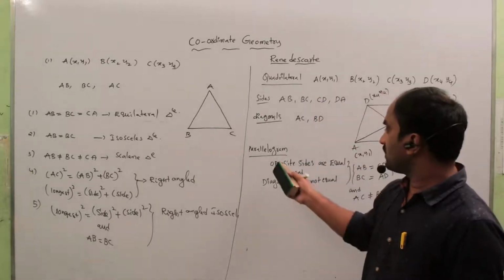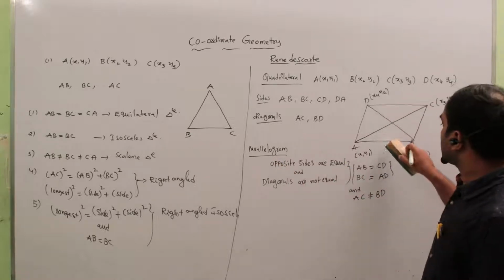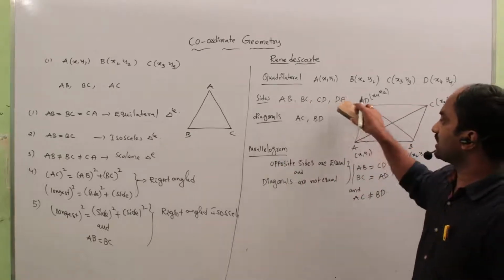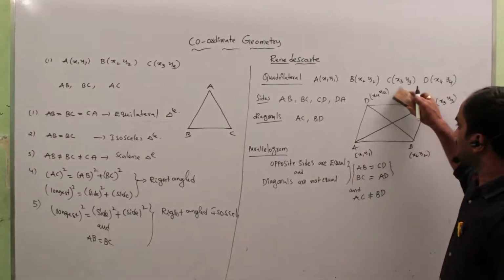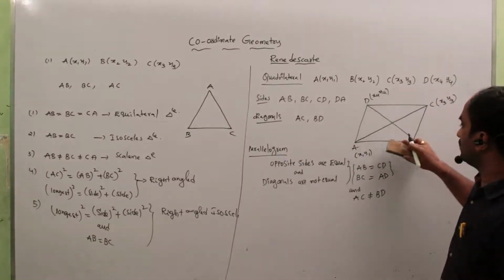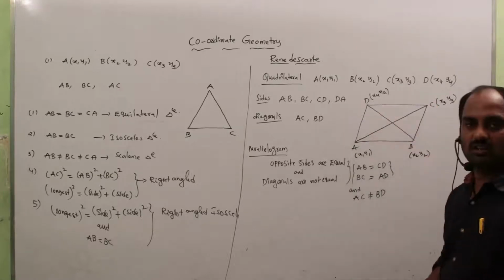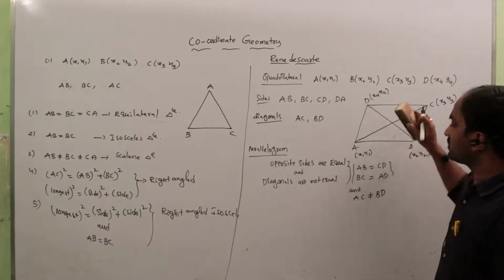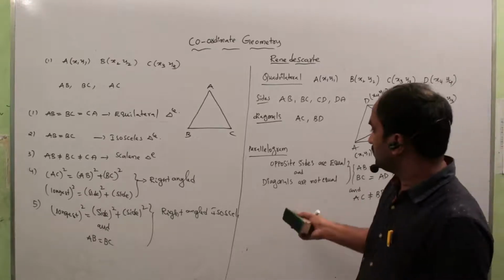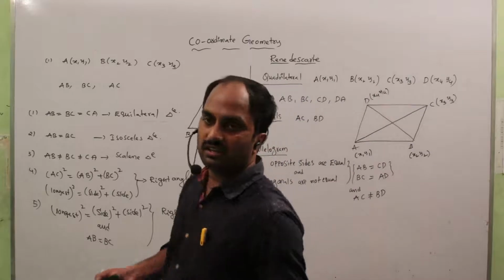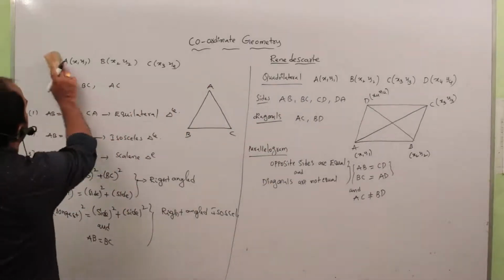So how can you conclude a parallelogram? First you have to find out 4 sides and 2 diagonals. Opposite sides are equal: AB length and CD length both are equal, AD length and BC length both are equal. Opposite sides have equal lengths and diagonals are not equal. Then we conclude that the given quadrilateral is a parallelogram.